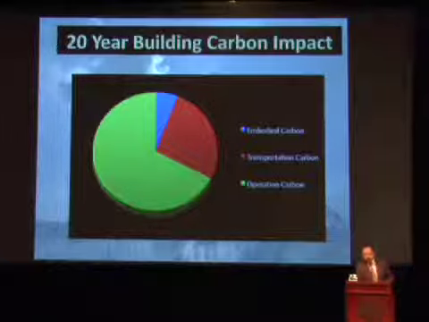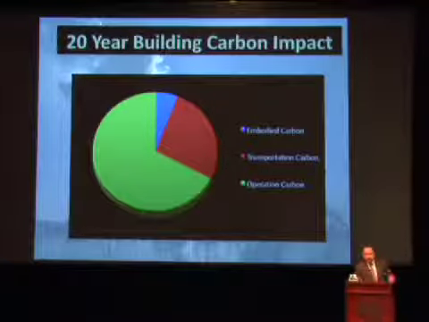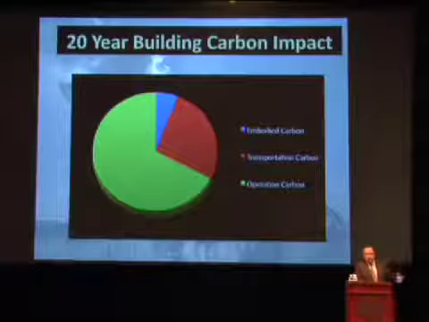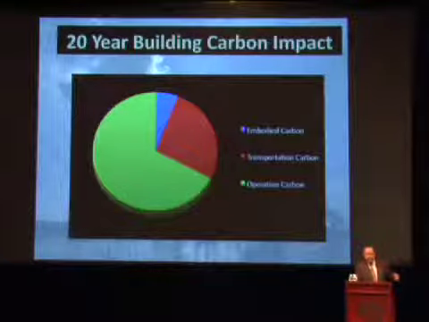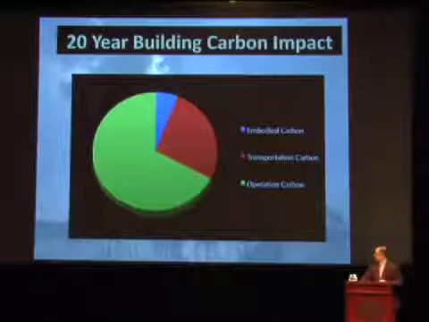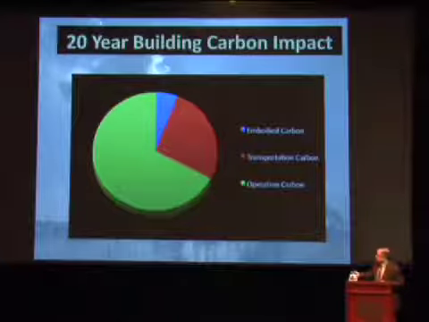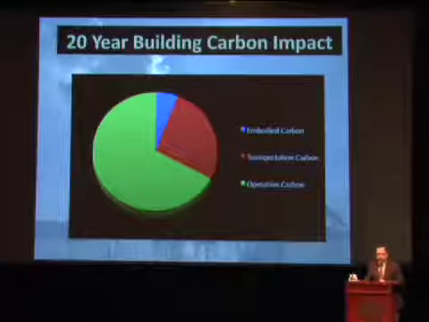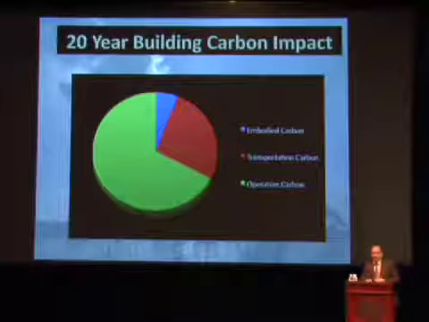So how do buildings impact carbon over their life? If you take a typical office building, with typical patterns of commuting and energy use of the building and so on and so forth, over a 20-year life, what you see is that the largest impact on carbon has to do with operating the building. That's the energy used in operating the building day after day, keep the lights on, keep the systems running.